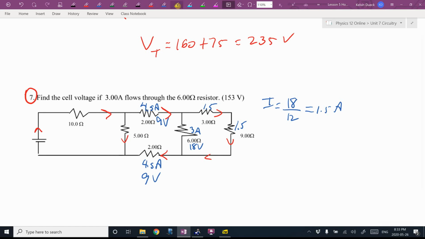Ooh, I don't know the voltage from here to here, but I do know the voltage from here to here, and it's got to be the same. So the voltage from here to here is 9 plus 18 plus 9. 36 volts. So that means this has to be 36 volts.